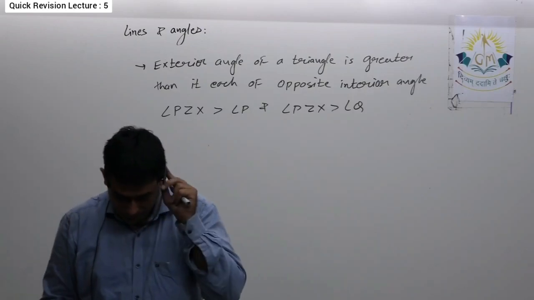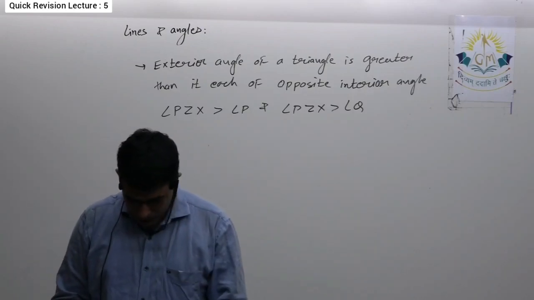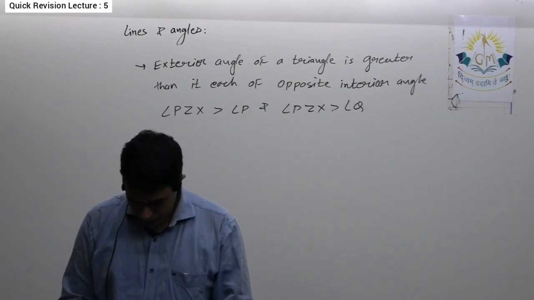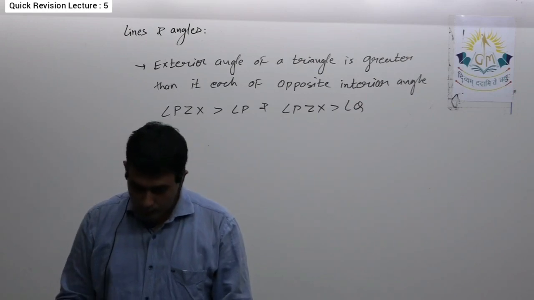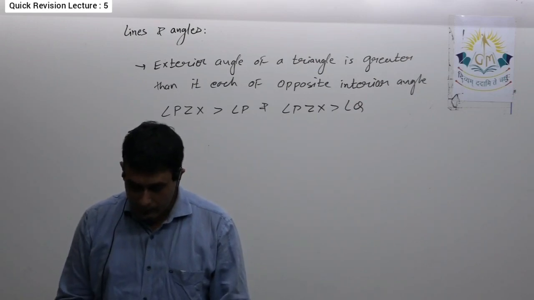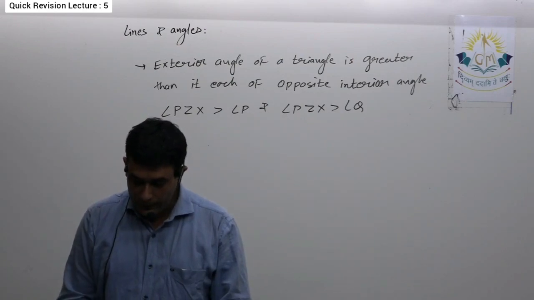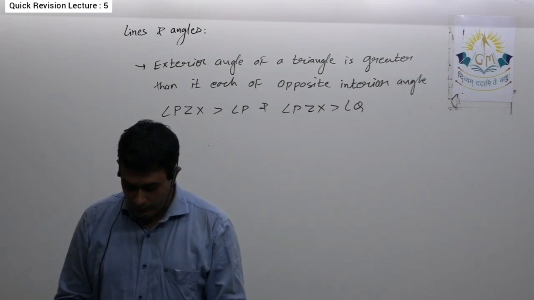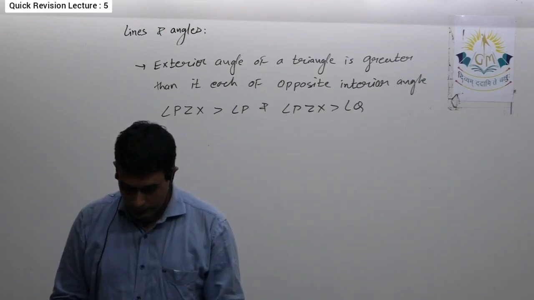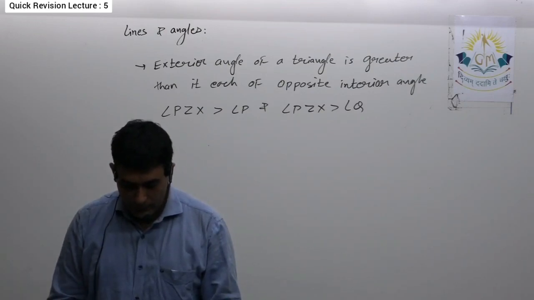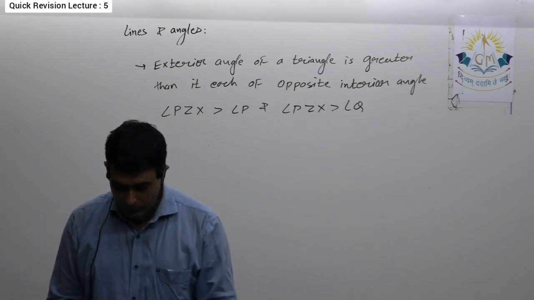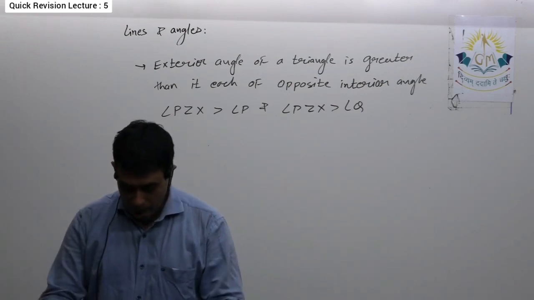So that is all about lines and angles. Next chapter is quadrilaterals. We'll see the basic concept of quadrilaterals, types of quadrilaterals, and their properties, and then we'll come to the next chapter.